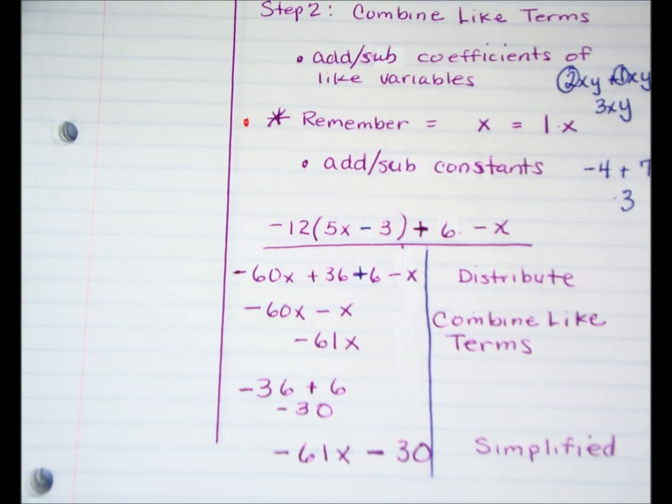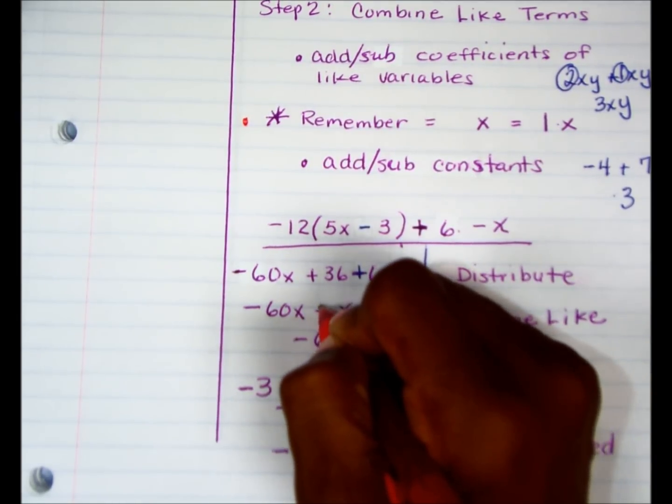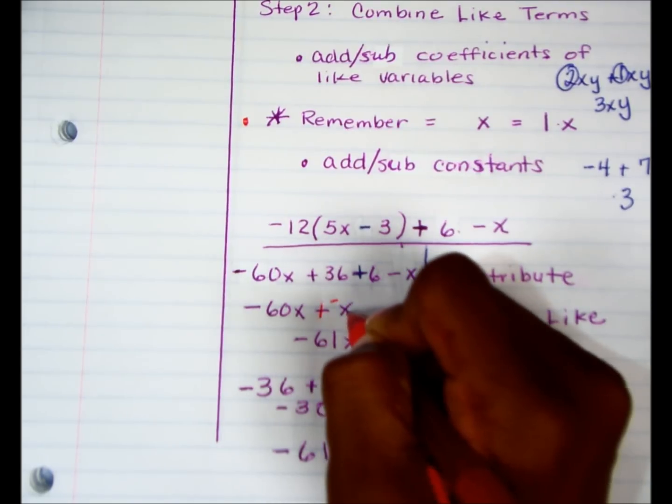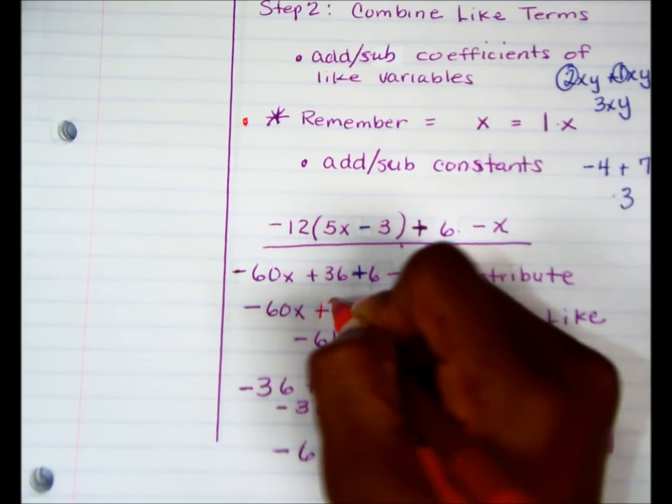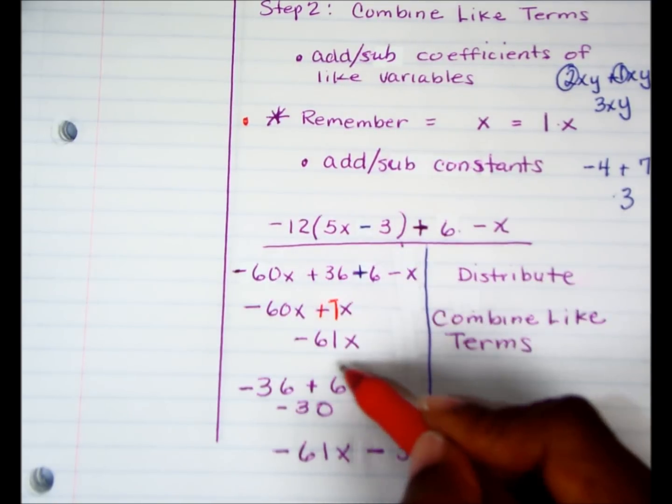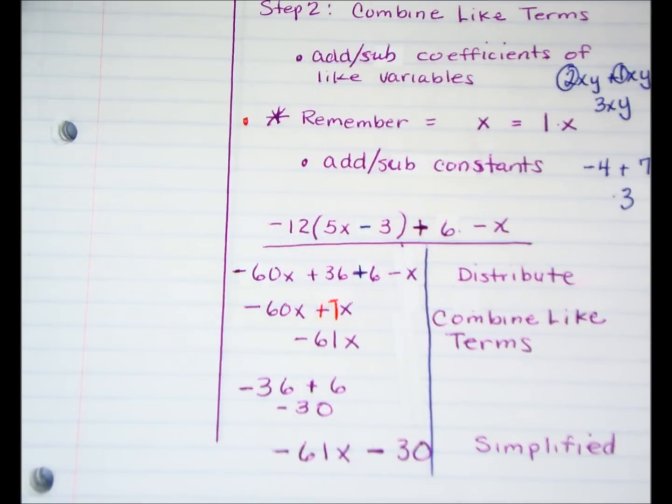The next thing we need to do is combine like terms. Our first set of like terms is -60x minus x. Since they are both negatives, and we know that when we subtract, we end up adding, so we would go plus a -1x, and the number that goes with that is 1. So we've got a -1 and a -60 for a -61x.